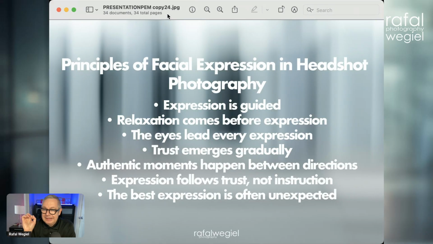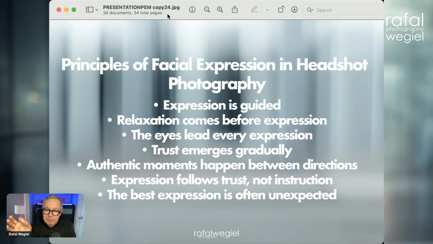The eyes lead every expression. We talk about it, and this is why I started. The eyes are always the most important, as you probably know. The eyes are the door to the soul. I deeply believe that, and it really reflects on headshot photography. Trust emerges gradually. Again, we've talked about it. It takes time to build that trust, especially if you haven't worked with that person before. You have to give yourself time and give time to your subject, and eventually you will get there.